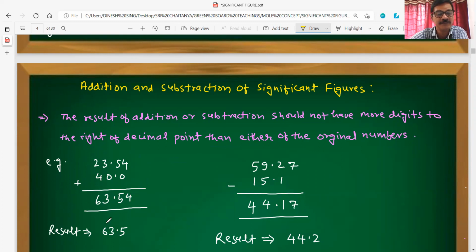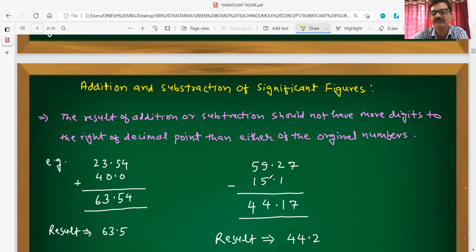And the result should be expressed by considering the number of digits after the decimal point which is least in the numbers being added. Here only 1 digit is there, in 40.0. Here 2 digits are there. So we have to express our answer with only 1 digit after the decimal point. So this will be 63.5.